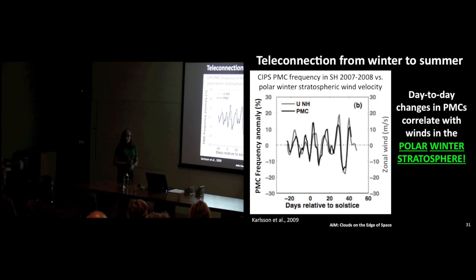What is really remarkable about this, though, is that this other curve, the gray, seems to be going up and down at exactly or pretty much the same time. This other curve is the zonal wind, so again, this east-west wind. But this is not an east-west wind that's anywhere near the clouds. This is the east-west wind in the polar winter stratosphere. We're looking, of course, in the polar summer mesosphere when we're looking at the polar mesospheric clouds.